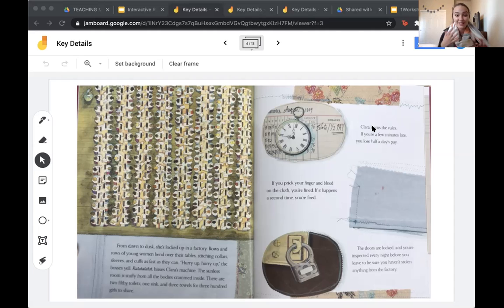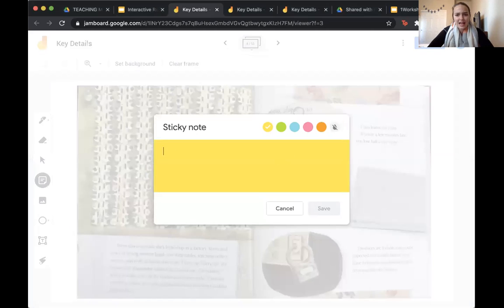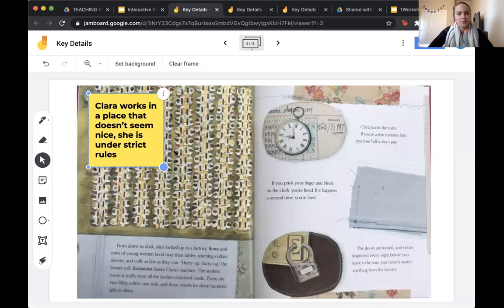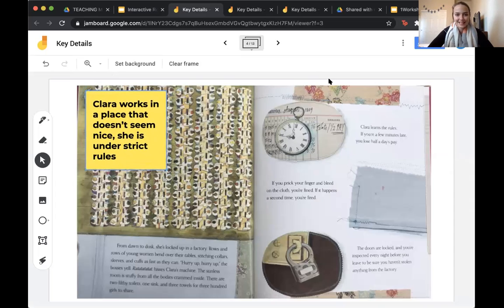All right, now that you guys have written a key detail on your own, I am going to make my sticky note in the book. So when I read this, it seemed like Clara worked in a place that didn't seem very nice or pleasant. It seems like she is under strict rules. So I wrote on my sticky note, Clara works in a place that doesn't seem nice. She is under strict rules. I'm going to put that sticky note on the page so when I refer back to it, I know where it came from. Let's keep reading.